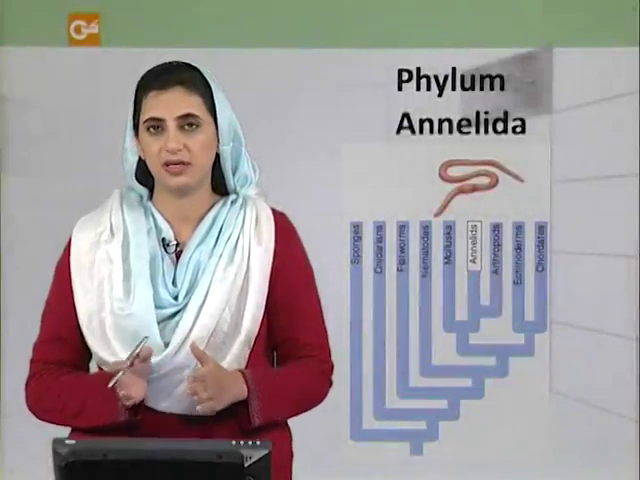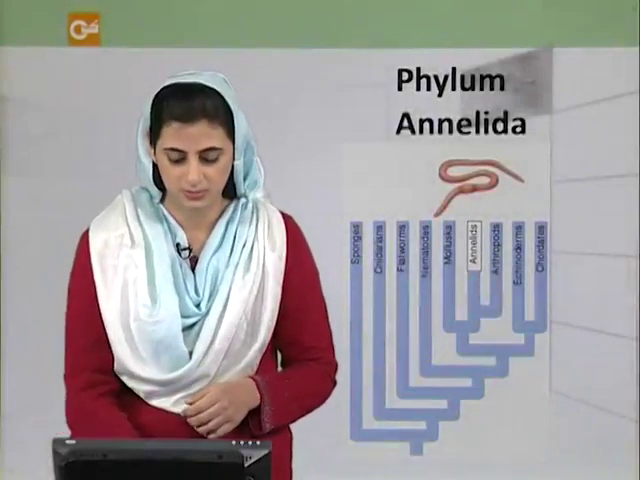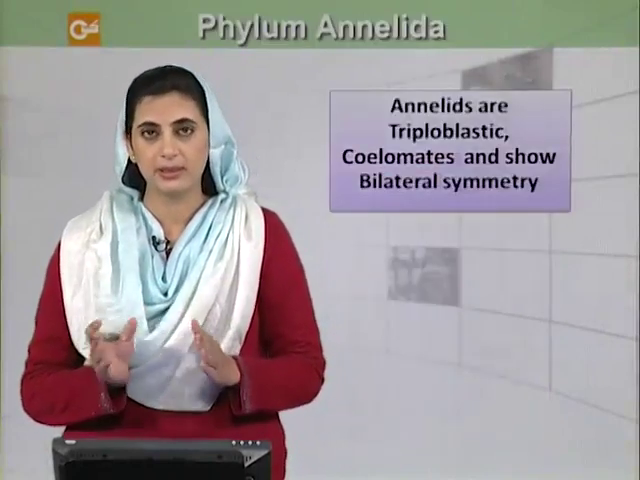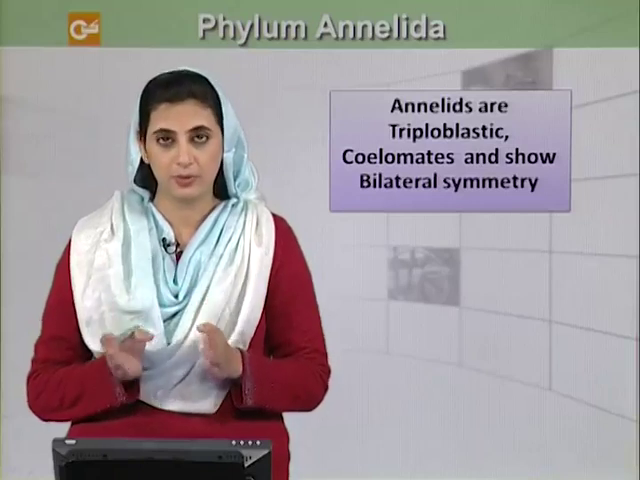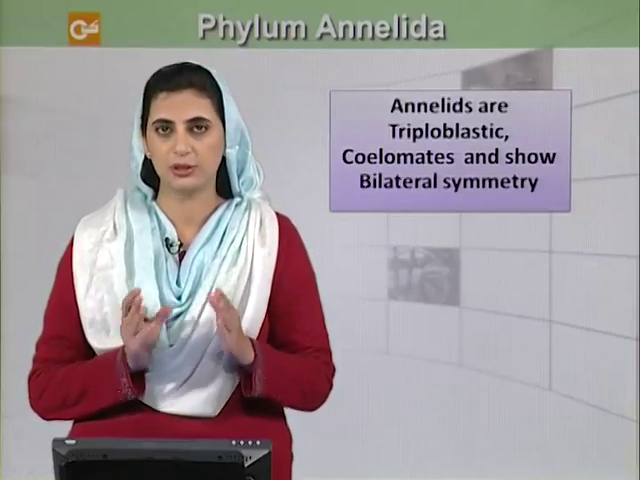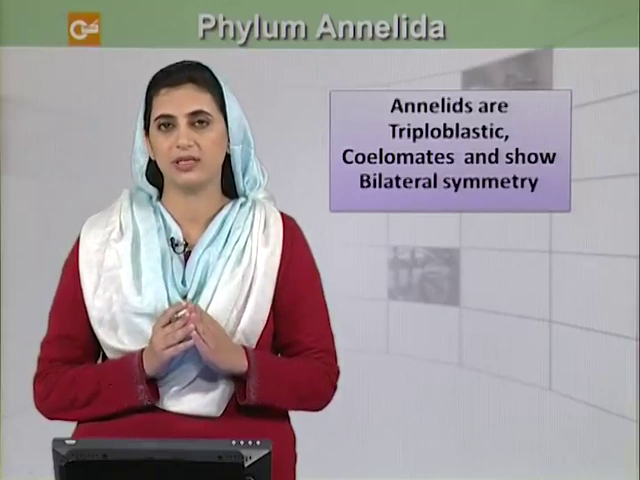Phylum Annelida is the phylum of segmented worms. The annelids are actually the segmented worms, and they are triploblastic, and they have a true coelom in them, and they also show bilateral symmetry.